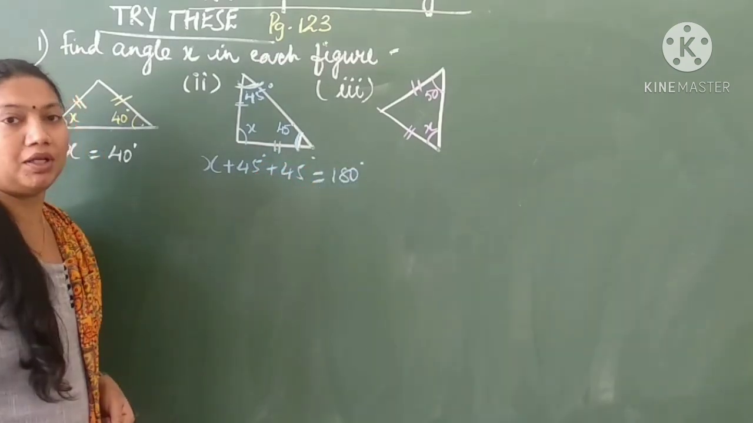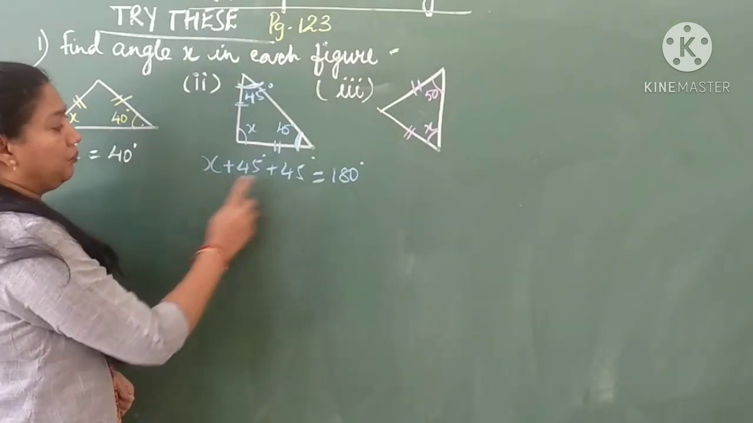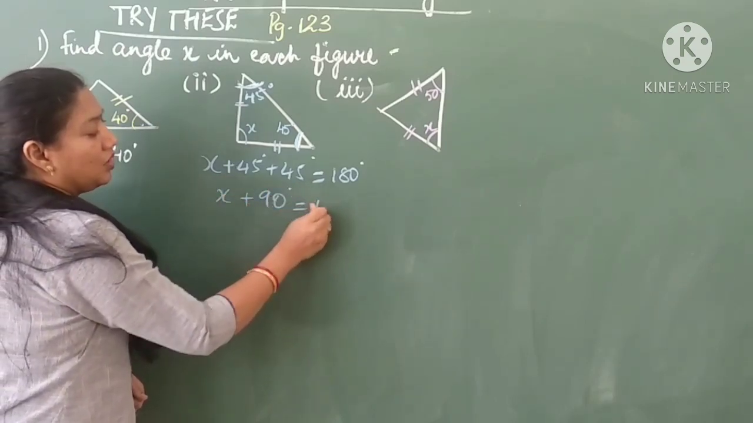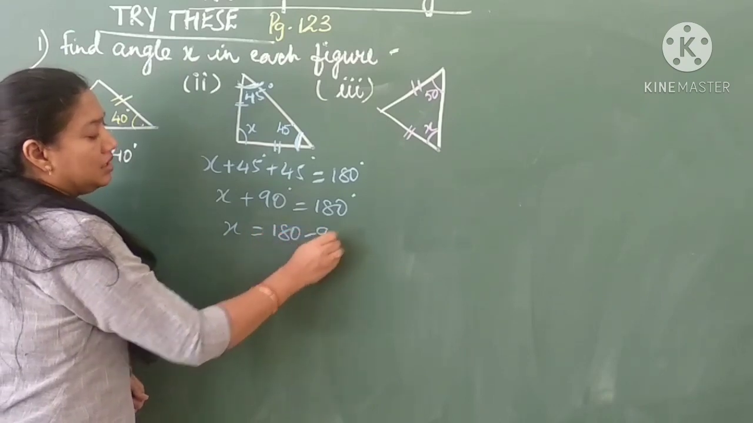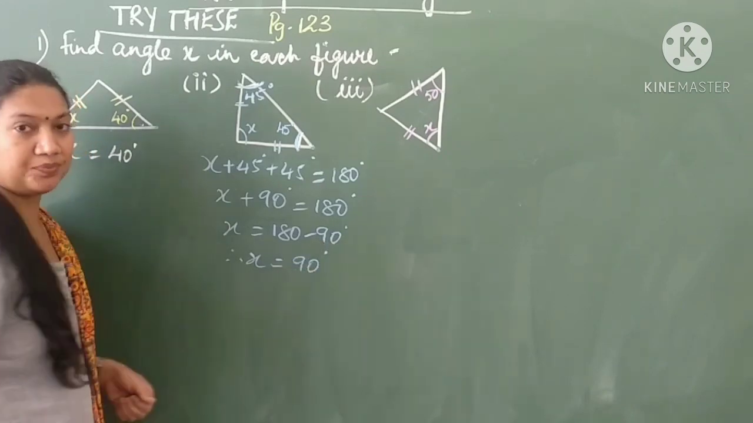The angle sum property of triangle: that the sum of three angles must be equal to 180. Now 45 plus 45 is 90 degrees. Hence, x is equal to 180 minus 90. Therefore, x is equal to 90 degrees.